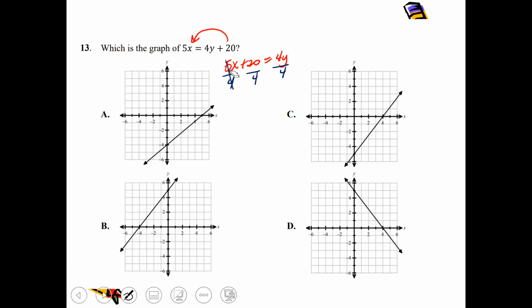So what's going to end up happening is I'm going to go ahead and cancel my 4. Y is equal to 20 divided by 4 is a 5. And then I have 5 over 4x. That is my equation.